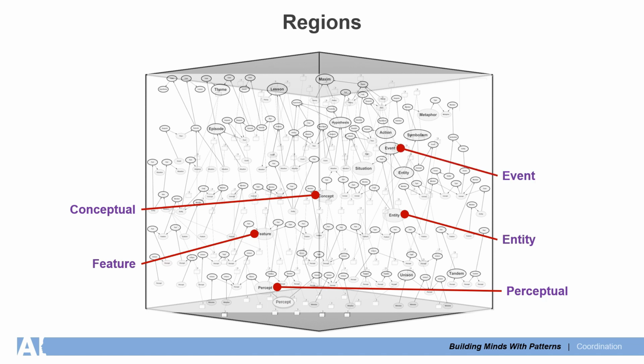The event region combines language with actions. The episodic region combines events over time. The behavioral region unites action selection and problem solving. The operational region connects logic and reasoning.